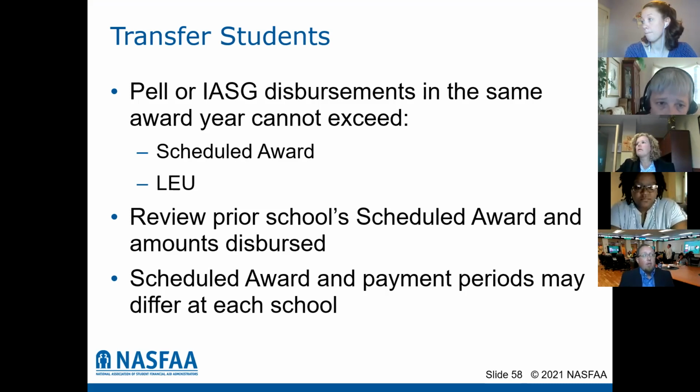You're going to review the school's scheduled award and amount disbursed, and the scheduled award and payment periods may differ at each school depending on cost, right? We talked about the cost of attendance being really that driver. So depending on, did they come from a community college, it could have been a lot less, and were they maybe only half time there, and now they're coming to your school and they're full time. So again, you want to look at these different details to make sure you're helping the student the best you can.